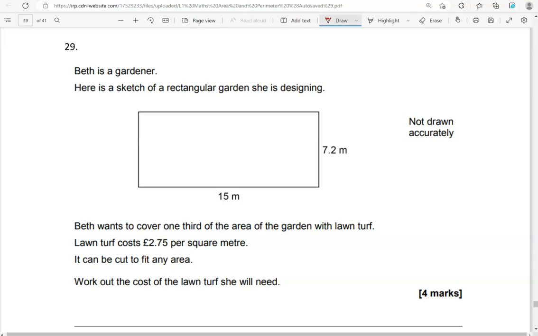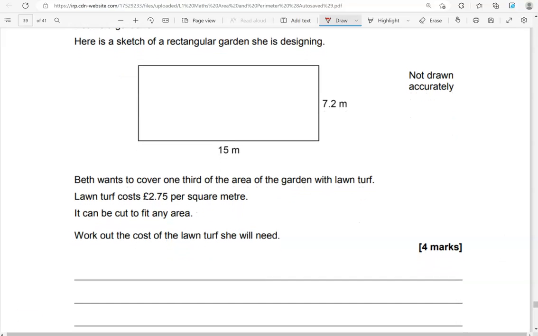Beth is a gardener. Here is a sketch of a rectangular garden she is designing. Beth wants to cover 1/3 of the area of the garden with lawn turf. Lawn turf costs £2.75 per square metre. It can be cut to fit any area. Work out the cost of the lawn turf she will need.